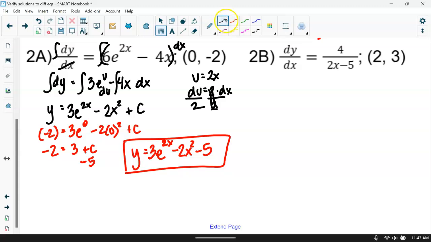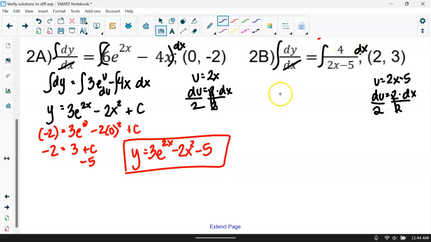So then here, you also had to notice when getting the antiderivative here, that you end up with, again, u substitution of 2x minus 5. So du is equal to 2 times dx, divide by 2. So 1/2 here, well, 1/2 of 4 is 2. So we're going to find the integral of dy on here, and the integral of 2 over u with respect to u.